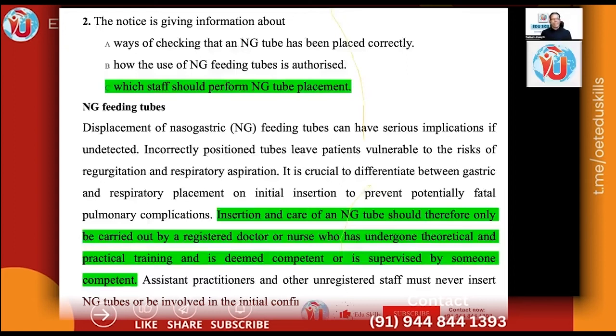Which staff should perform NG tube placement? Insertion and care of an NG tube should therefore only be carried out by a registered doctor or nurse. Then again it says assistant practitioners and other unregistered staff must never insert NG tubes. So clearly they are explaining the solution, which staff should perform NG tube placement. Looking at that, immediately you can understand it's a solution. So it will be somewhere after the half of the paragraph.